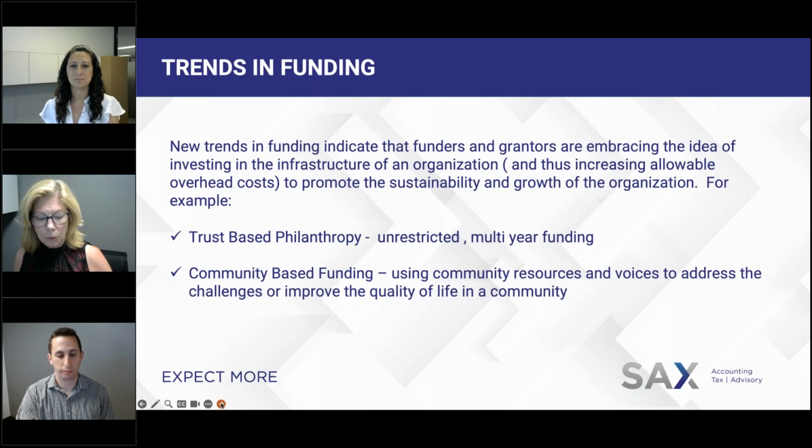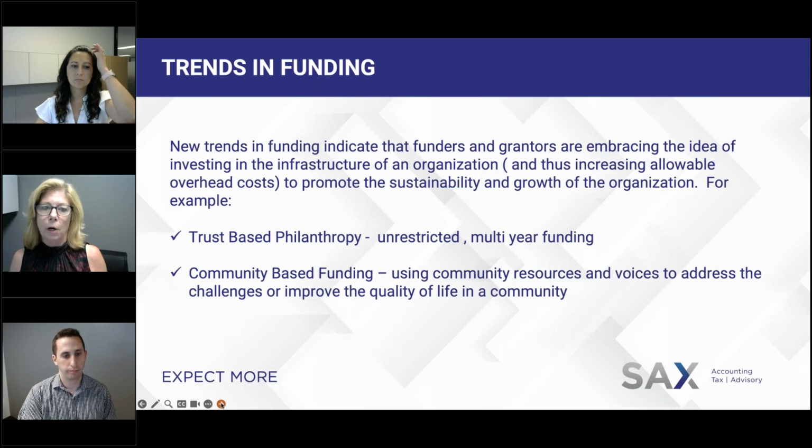There are also capacity building grants out there that you can seek out, and the whole point of those grants is to invest in technology and people and other resources to position your organization to be sustainable and to grow.